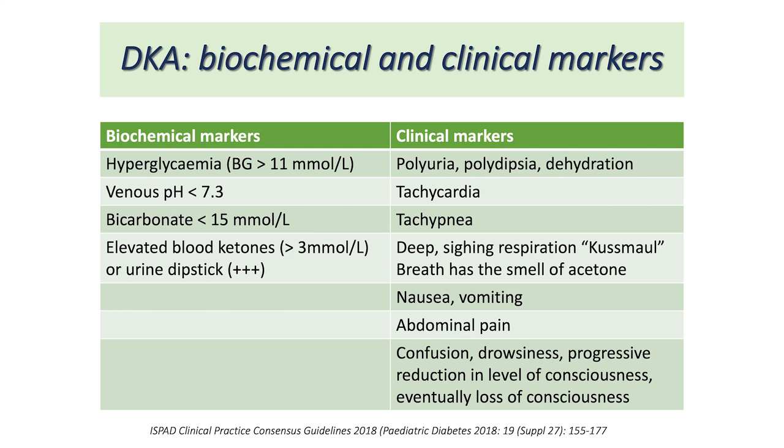So what are the markers for DKA? We've got both biochemical markers and clinical markers. What is very typical, and is a criterion for DKA, is high blood sugar, above 11, venous pH below 7.3, low bicarbonate level below 15, and elevated blood ketones, usually above 3 millimoles per liter, or a positive urine dipstick.